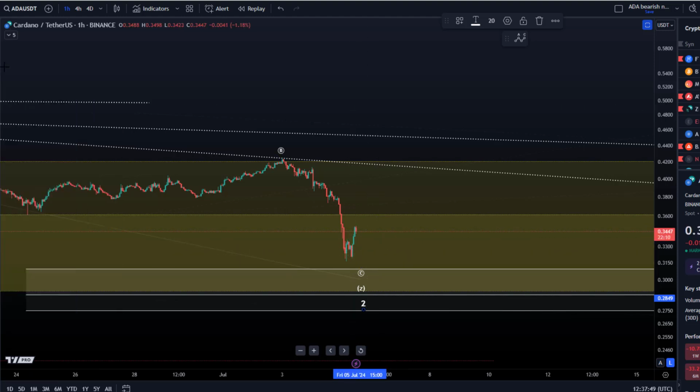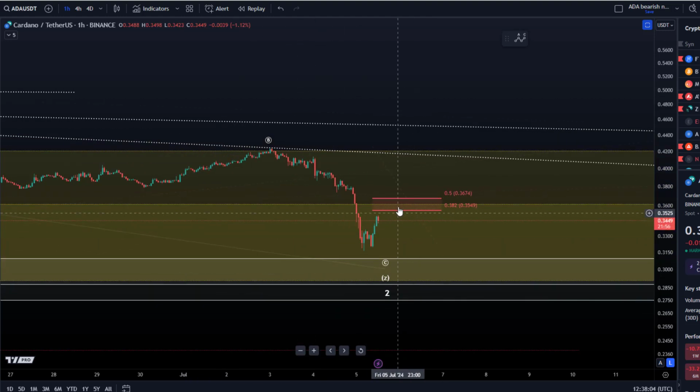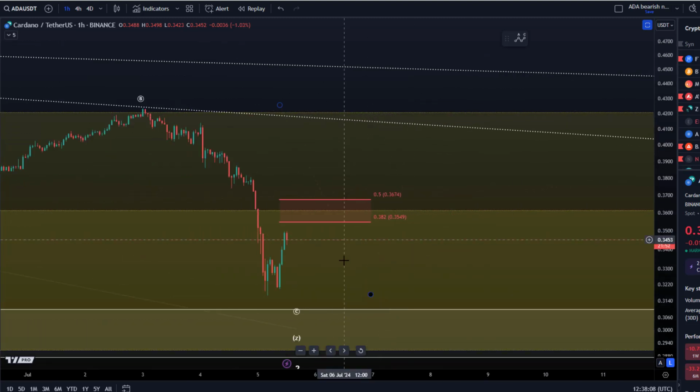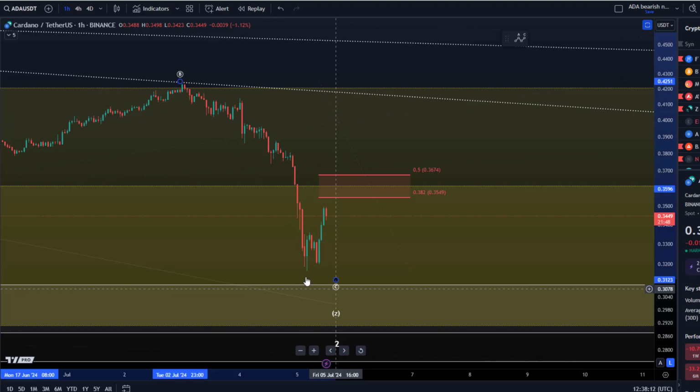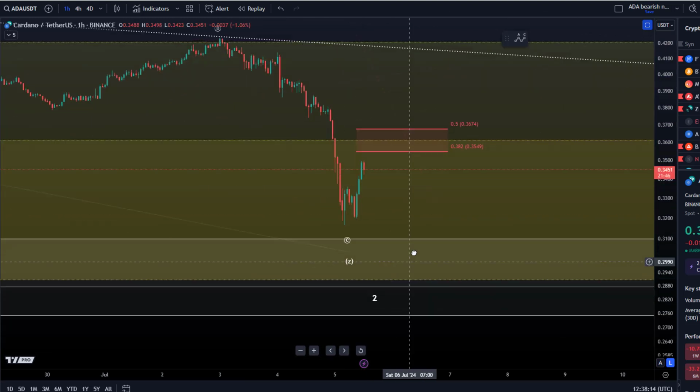So, I can add a resistance area here. Standard resistance would be the 50% retracement, so all the way up to 36.7 cents. Any break above it might be bullish, but we need the structure. That's key. It's very small movements only, right? But we need a 5-wave move up. As you can clearly see, this here is only a 3-wave move up. I would need another 4-5 pattern.